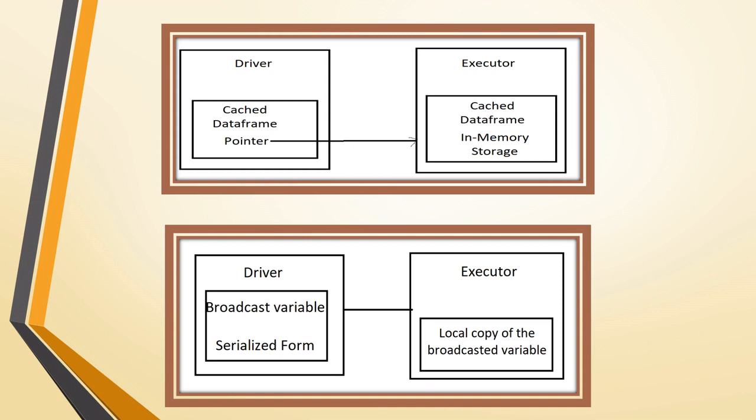Okay, so this is how the driver creates the broadcast variable, serializes it, and then sends the serialized format through the block manager, and the executor can access that object, deserializes it, and stores it in the memory of this executor. So these are the two things that we need to know about caching and broadcasting.